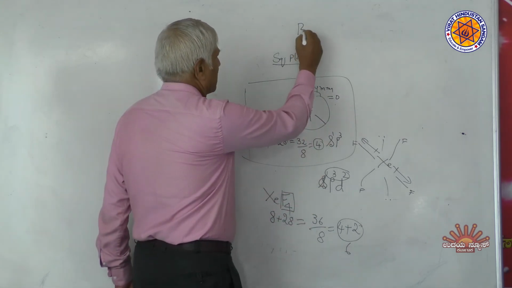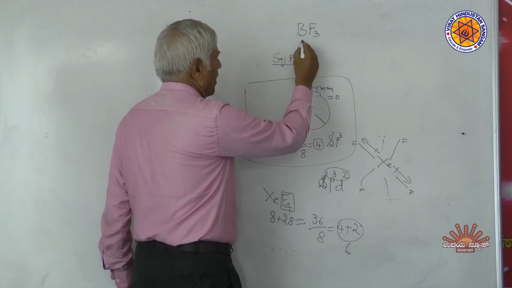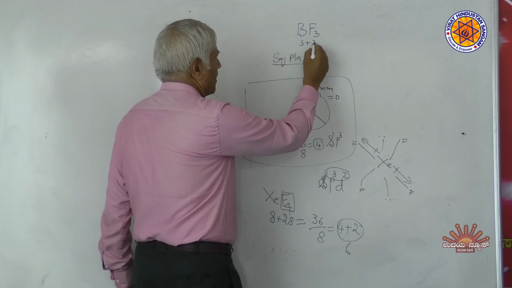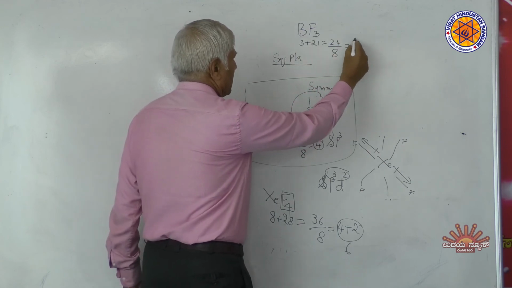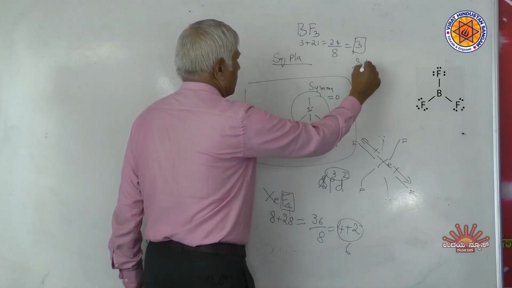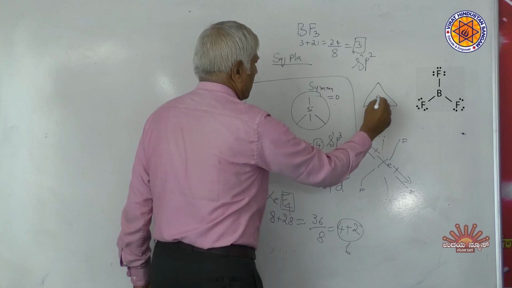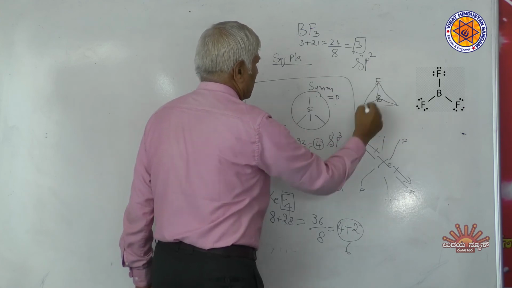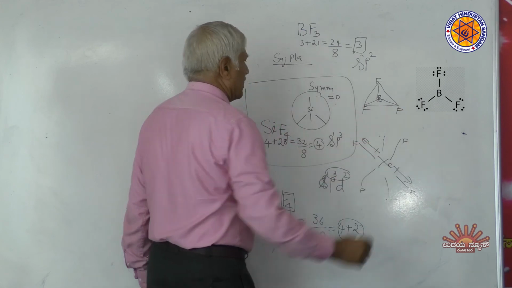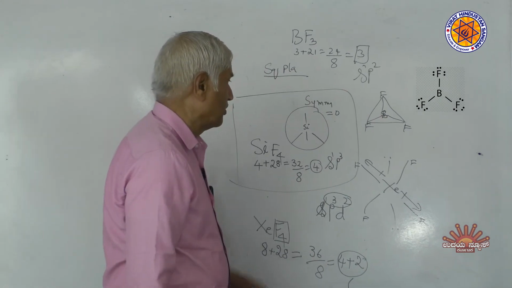BF3. BF3 is a trigonal planar molecule. Boron, 3 valence electrons, plus 21 makes it 24. Divide by 8. 3 means s1, p2. So, sp2 is a trigonal molecule. Boron will be here. This is the shape of boron. So, it is also a symmetric molecule and its dipole moment is 0.